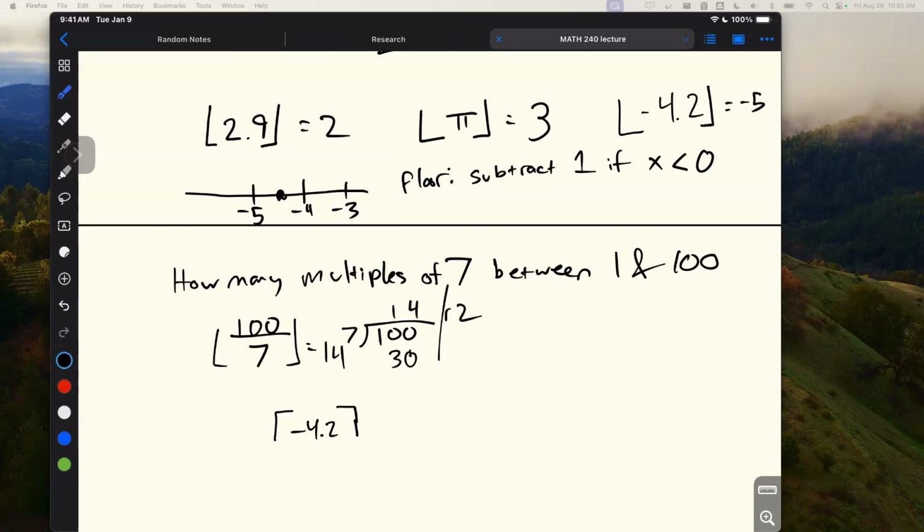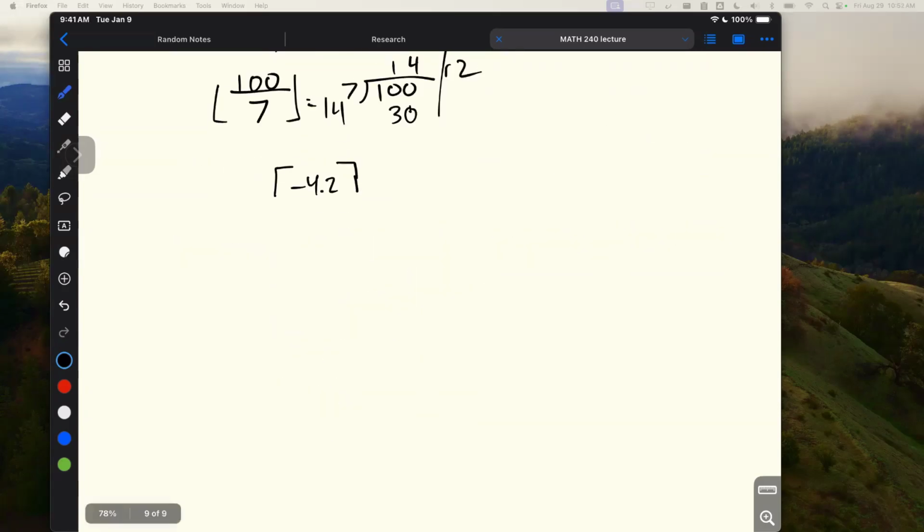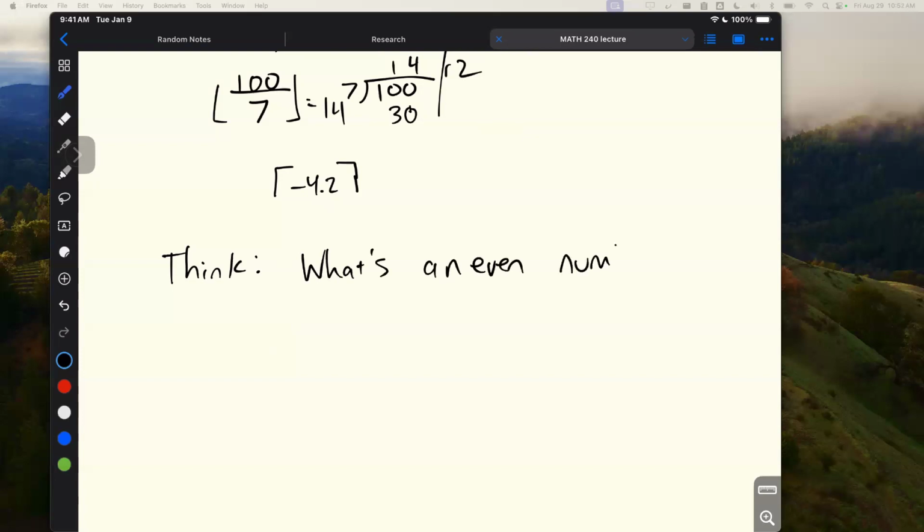Okay, now we get to talk about even and odd numbers. I've been excited for this all week. So I want you to think for a second. We'll do this think-pair-share style. So think, what's an even number? Or what's an odd number? What are some examples of even and odd numbers? How do we write them? If you already know the answer, sit tight. But think for a second. What's an even number?